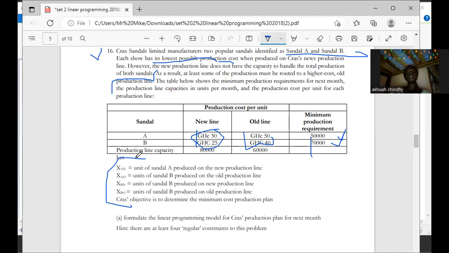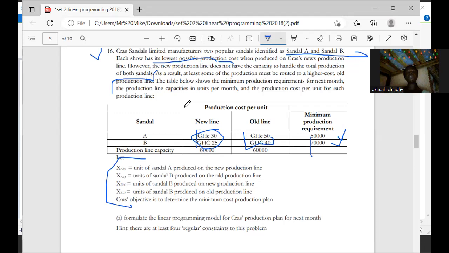So always check the figures that you get in the question. Deal with each of them. When you are done dealing with them, making sure that they are in the constraints, then it means you are done. But if there are more, it means you have to work on them. So there are additional 80,000 and 60,000 here, right? And then it says production line capacity, and you see that they are all under new line.